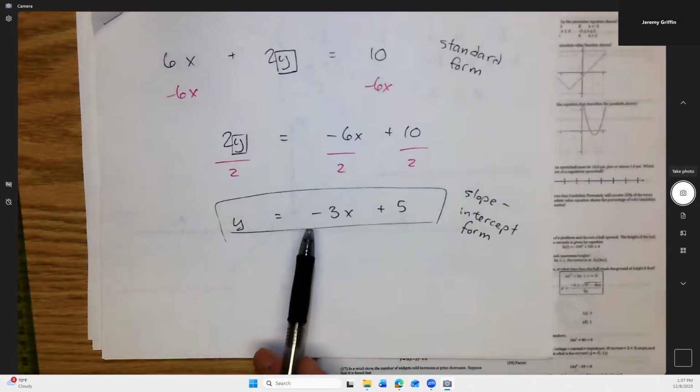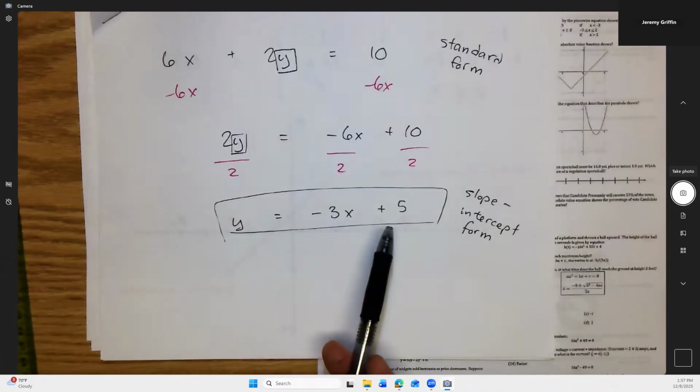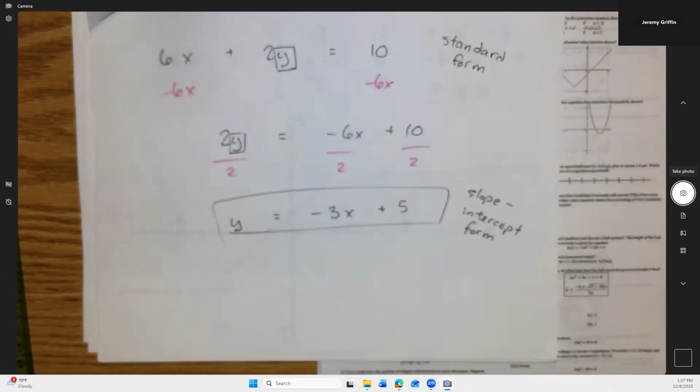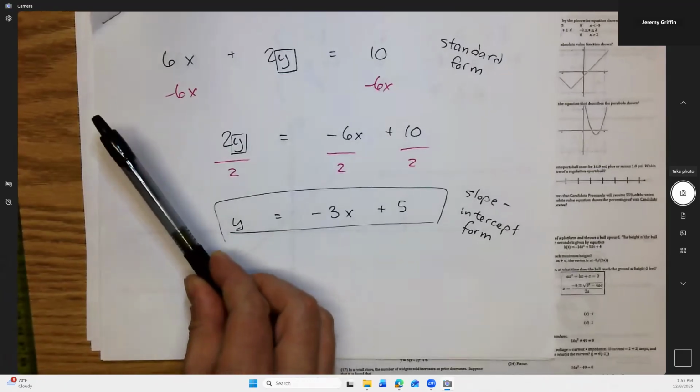-3. Yeah. And what's the y-intercept? 0, 5? 0, 5, right? Okay. Yeah, so pretty steep negative, goes through a +5.